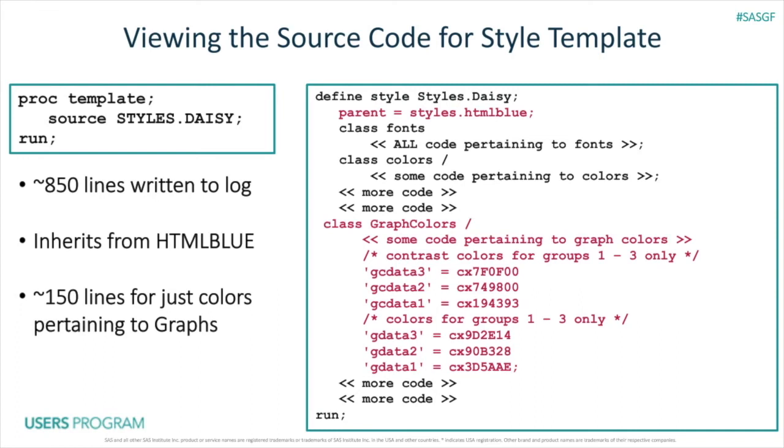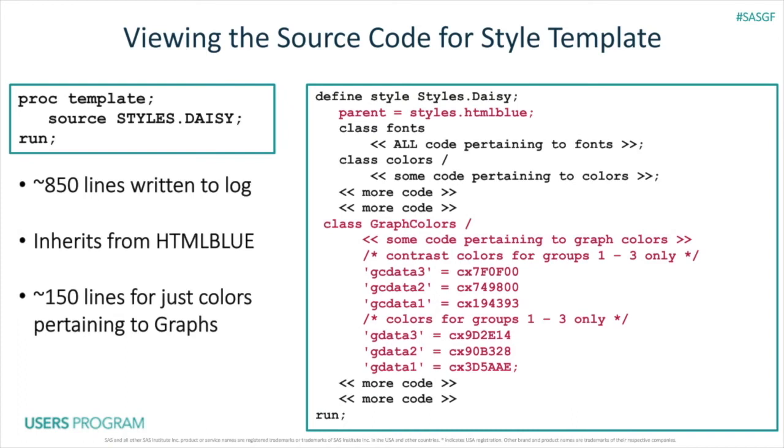When I ran the code, I saw 850 lines written to the log, and my first reaction was, yikes. That's a lot of code that I have to sift through just to figure out what I want to change. But one of the things I noticed was that it inherited from HTML, which was another style. So then I had to run the same proc template source code to see what code was sitting behind HTML. When I did that, I noticed that HTML inherited from default. So then I had to run the same code again for default.